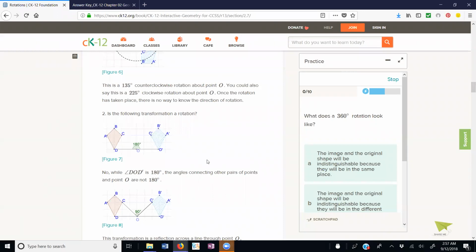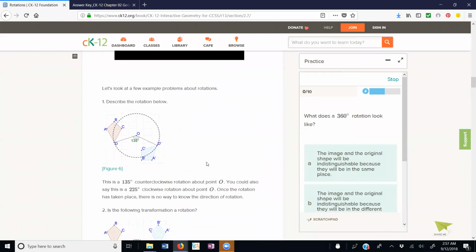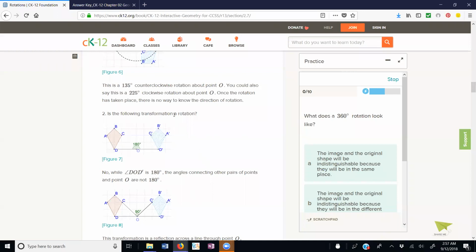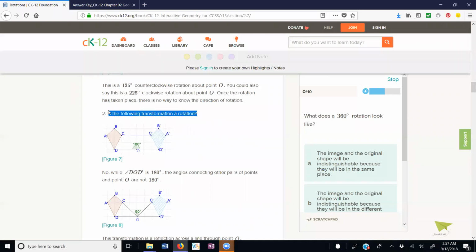Maybe in closing, I'll point out that they have some worked examples here. For example, this question 2, is the following transformation a rotation? It kind of looks like it might be because they've got 180 degrees here. However, if we rotated 180 degrees around point O, this kite shape would be pointing down. So the answer is no. This is not a rotation.